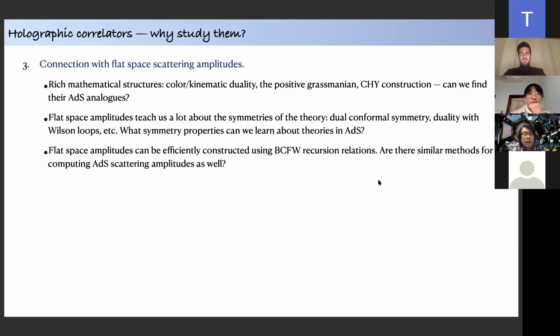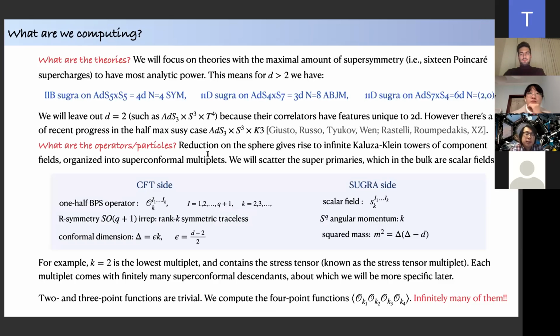And finally, in flat space, there are very efficient techniques to compute scattering amplitudes. And it will be very interesting to explore if similar methods can also be generalized to computing AdS scattering amplitudes. So those are the motivations. So now I'll be a bit more specific.